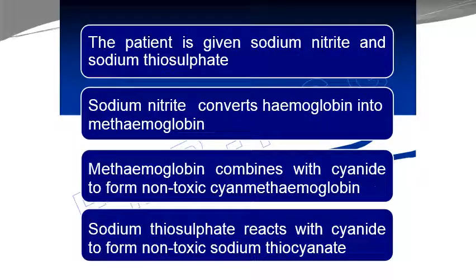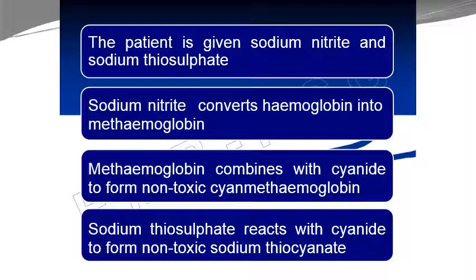So if the patient comes with the signs and symptoms of cyanide poisoning, the patient is at first given something known as sodium nitrite and sodium thiosulfate. Sodium nitrite has the ability, as we have just seen, to convert hemoglobin into methemoglobin. Now, methemoglobin will bind with cyanide to form cyanomethemoglobin, which is less toxic, and the sodium thiosulfate that we are giving will react with cyanide to form something called sodium thiocyanate. In this way, we can reduce the toxic effect of the cyanide poisoning.